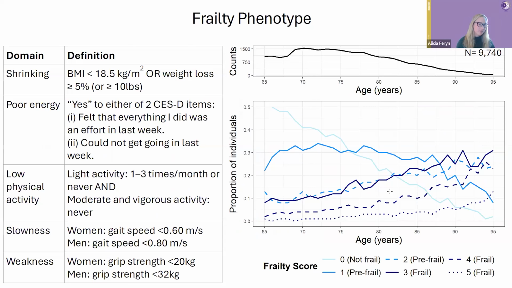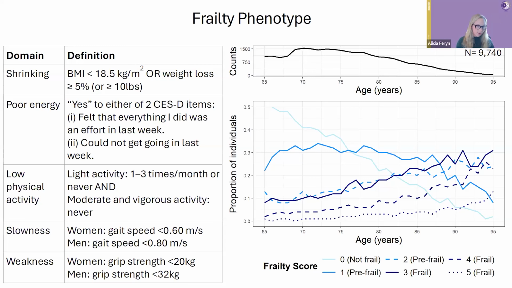Our outcome of interest is the frailty score, which was derived from a modified version of the original Fried frailty index. This phenotype includes 5 domains: shrinking, poor energy, low physical activity, slowness, and weakness. Unlike the original Fried frailty index, we use hard thresholds for slowness and weakness rather than quintiles. These domains are scored as present or not, and sum to create a score from 0 to 5. A frailty score of 0 indicates not frail, 1 to 2 is pre-frail, and 3 or more is frail.